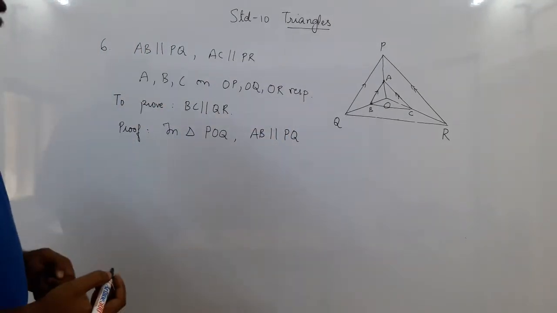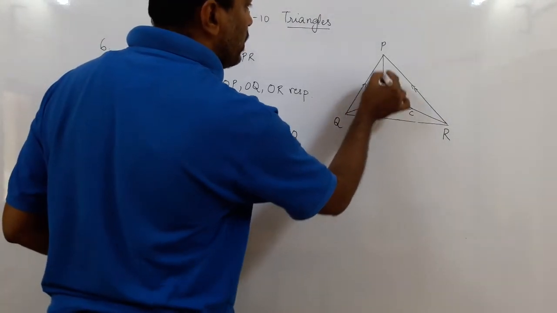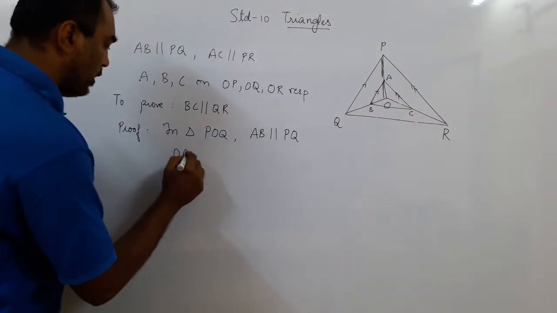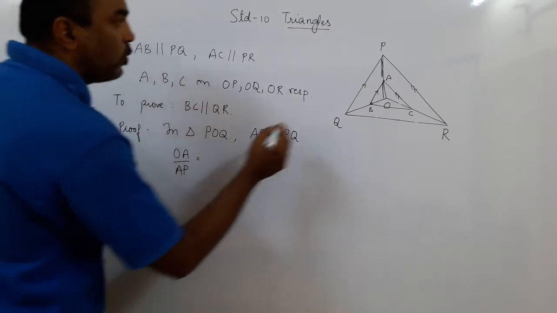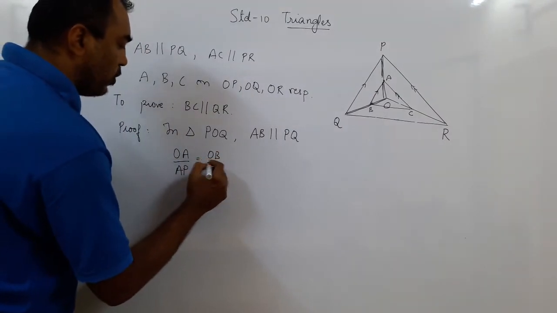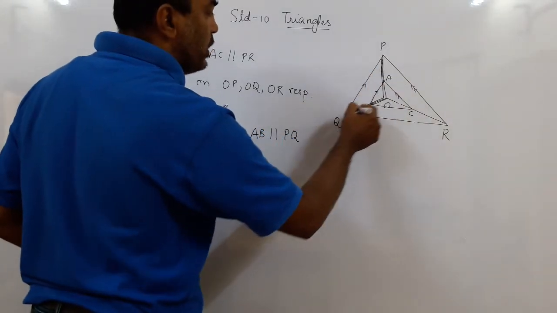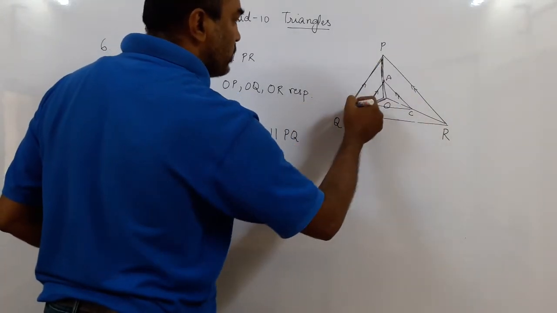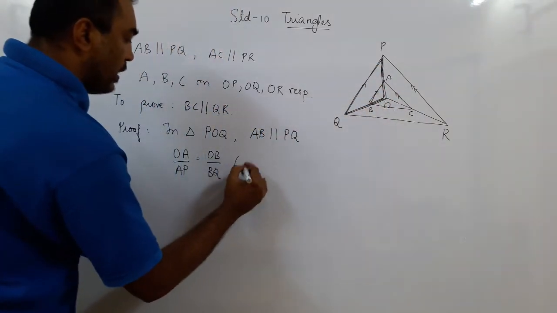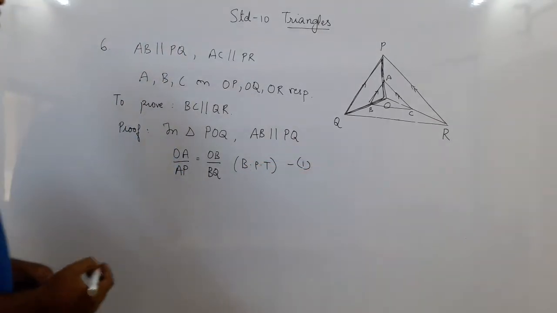So if AB is parallel to PQ, then what do I have? I have OA upon AP equal to OB upon BQ. Which triangle have I taken again? I have taken triangle POQ. This and this one are parallel. So the ratio of this upon this is equal to this upon this by the basic proportionality theorem, and I call this result 1.